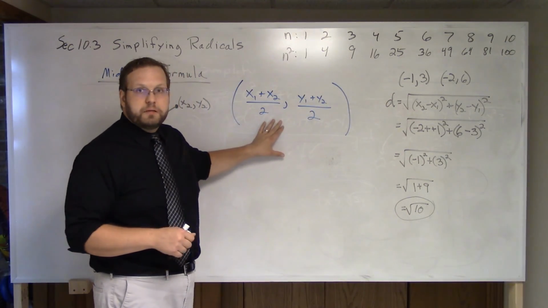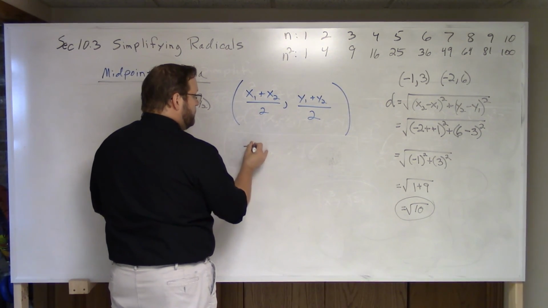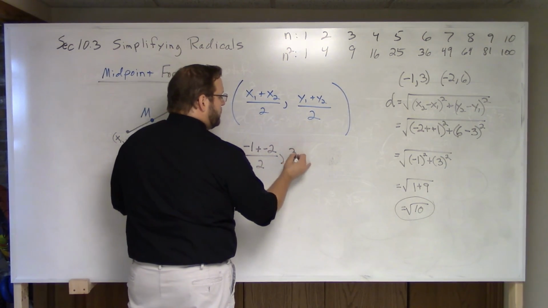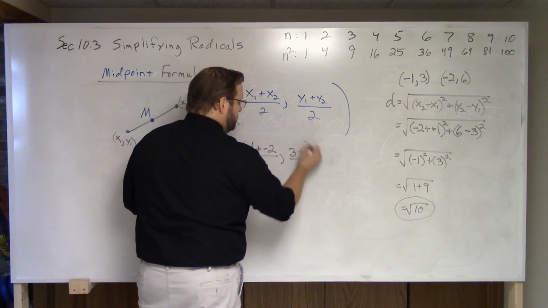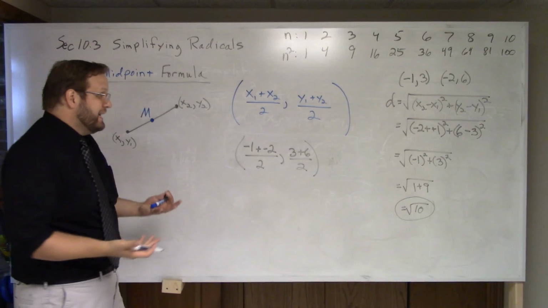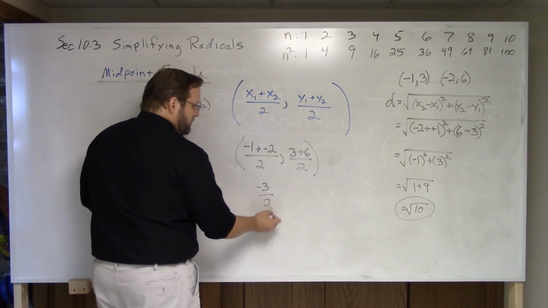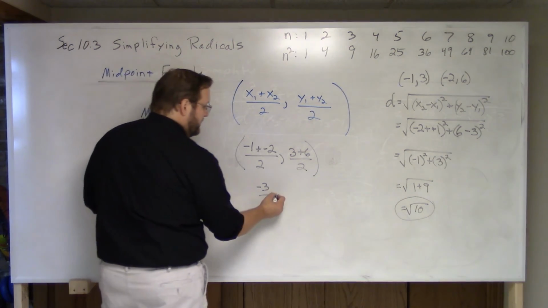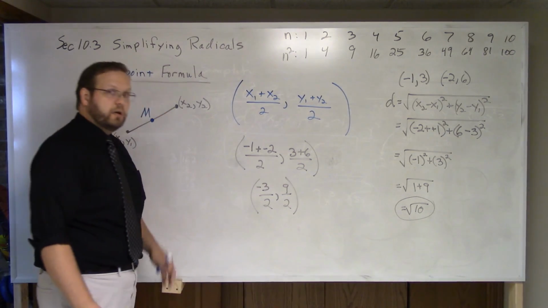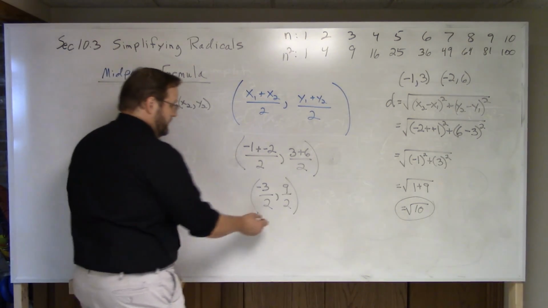Okay, let's take those same 2 points that we had over here and let's try and find the midpoint. So I'm going to take the x-coordinates, -1 plus -2 over 2, and then 3 plus 6 over 2. And now I just have to simplify that as much as I can. In this case, -1 minus 2 is -3. I can't do anything else with that. And then 3 plus 6 is 9. And we're good to go. Okay, if you can simplify those fractions, please do so. But in this case, that's it.